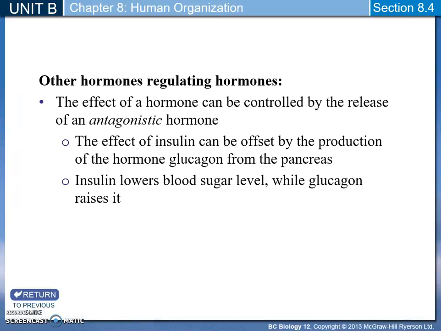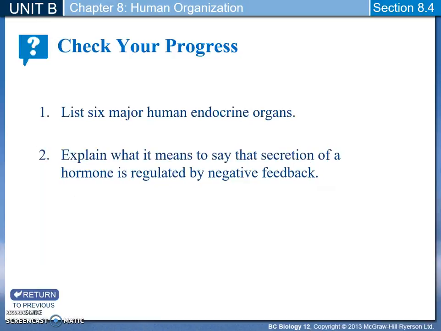With other regulating hormones, the effect of a hormone can be controlled by the release of an antagonistic hormone. So the effect of insulin can be offset by the production of the hormone glucagon, also produced by the pancreas. So insulin lowers blood sugar level, while glucagon raises it.